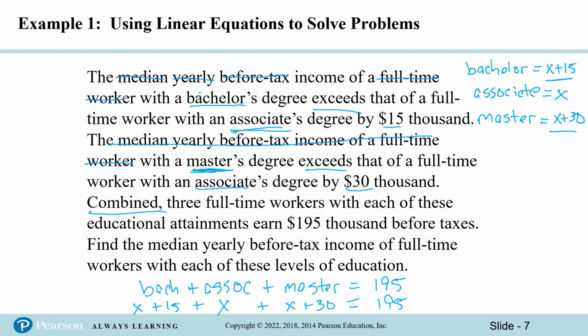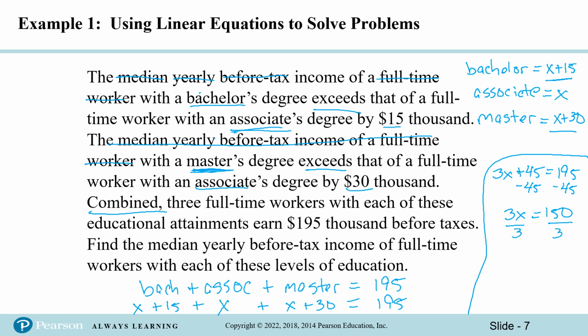You would solve this equation. I'm running out of room. I do have room on the next slide, but I want to kind of keep everything all together. 3x plus 45 is equal to 195. And usually solving the equation is pretty straightforward. It's the setting up of the equation that you need to work on. So you end up with x is equal to 50.